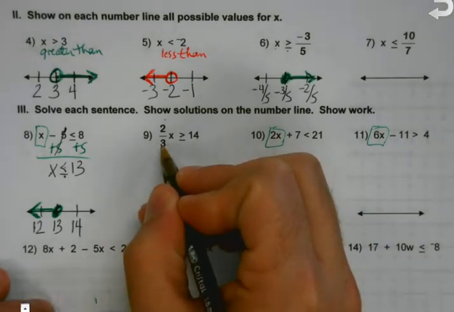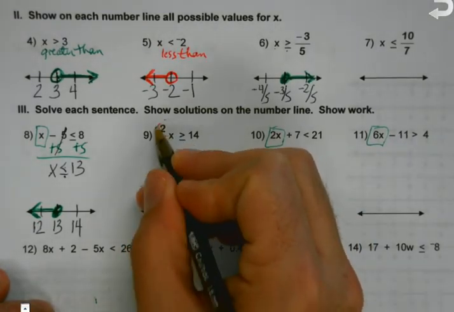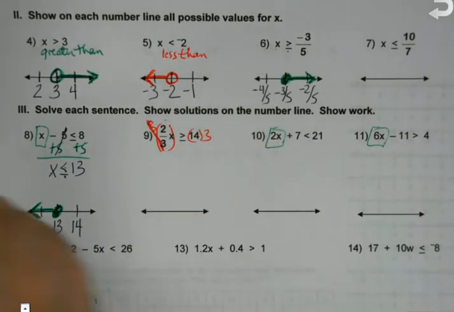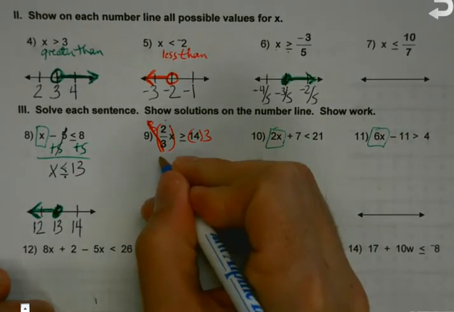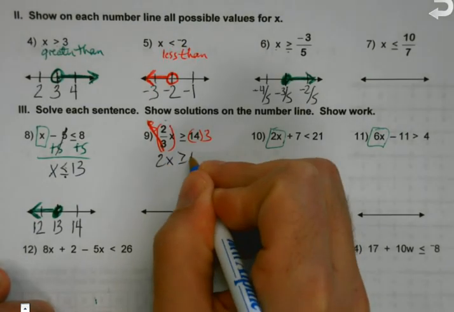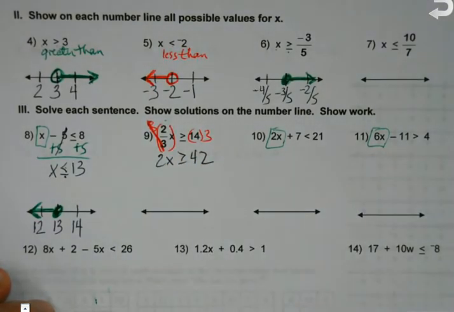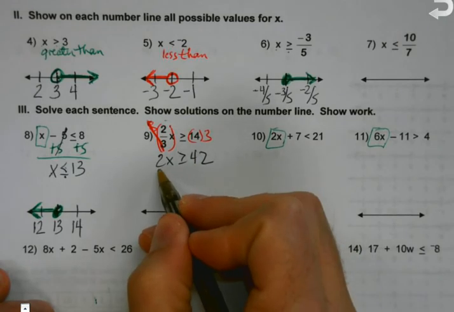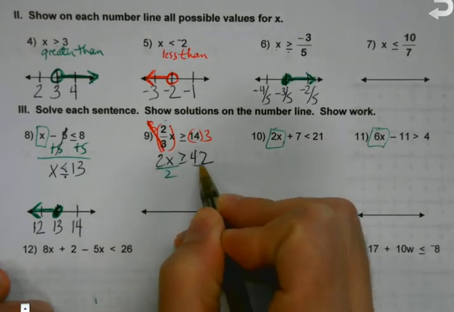Here, ooh, I have a fraction. How do we get rid of the fraction? Yep, multiply by 3. Cancels that out. What's my last step when I'm multiplying by 2? The opposite is divide.